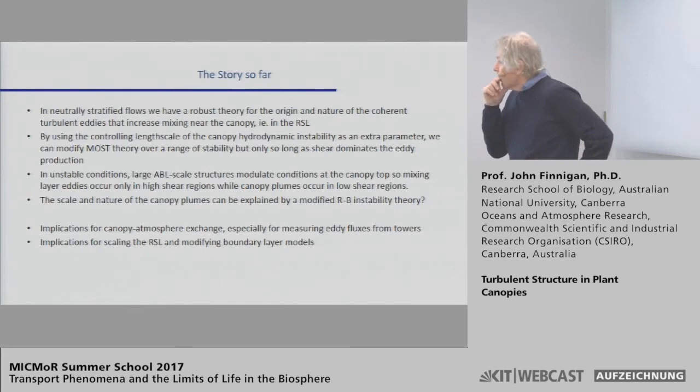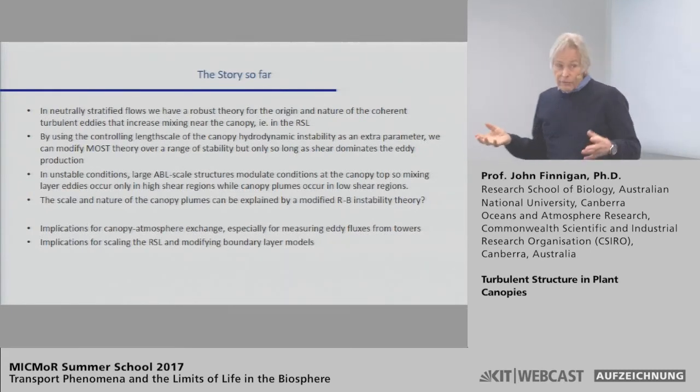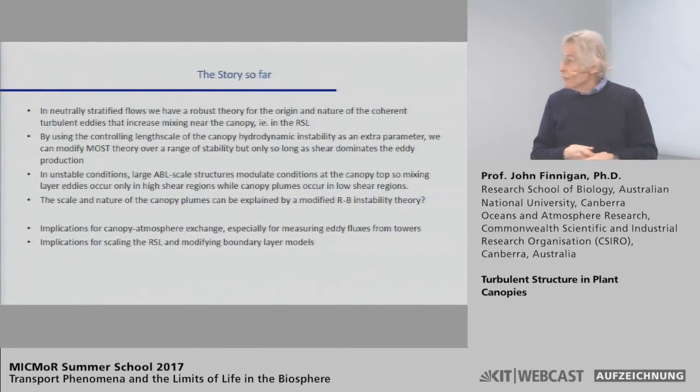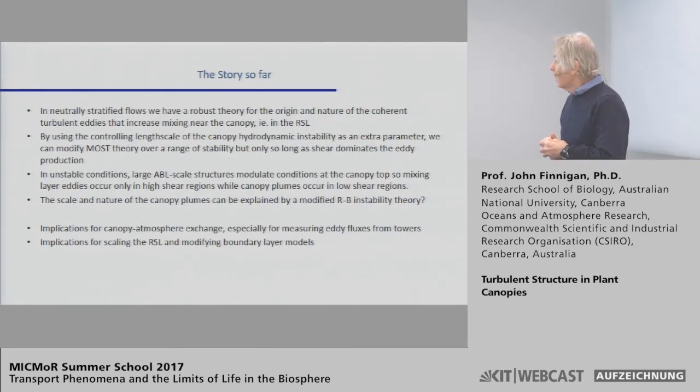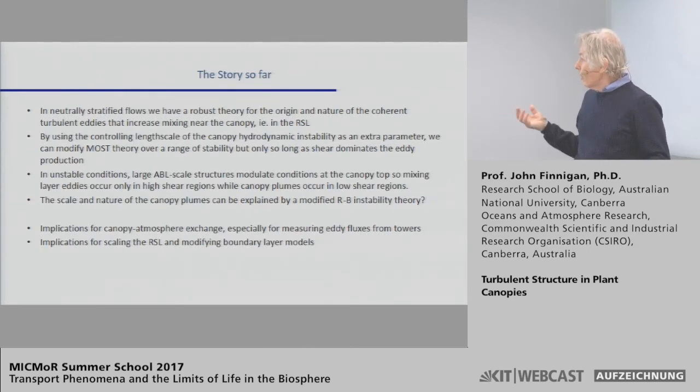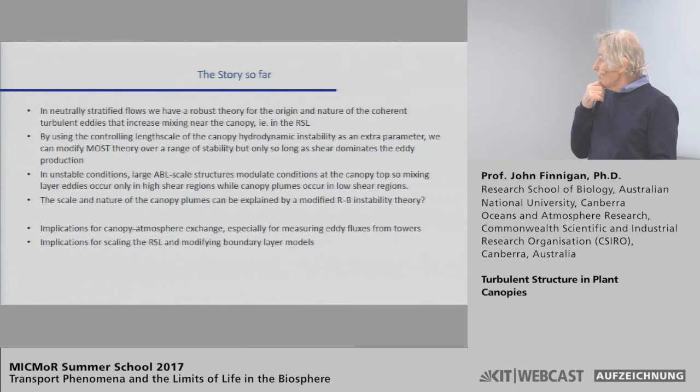That's good. In unstable conditions, we have the large atmospheric boundary layer scale structures modulating everything. So the mixing layer eddies occur in the high shear regions. In the low shear regions, we get these canopy plumes. And we can explain the nature of those plumes by a modified Rayleigh-Benard instability theory.